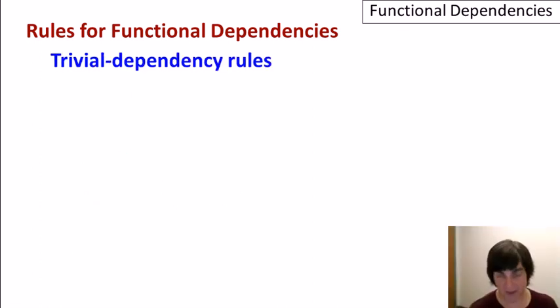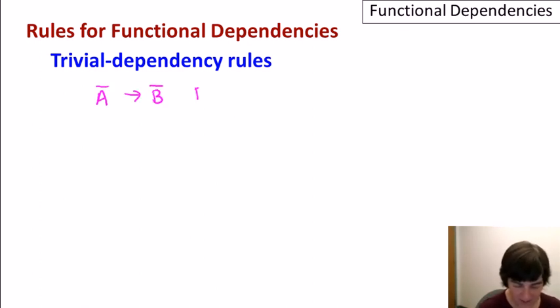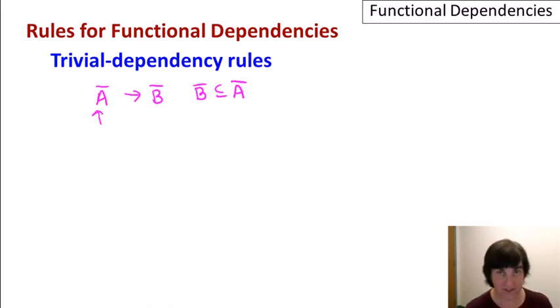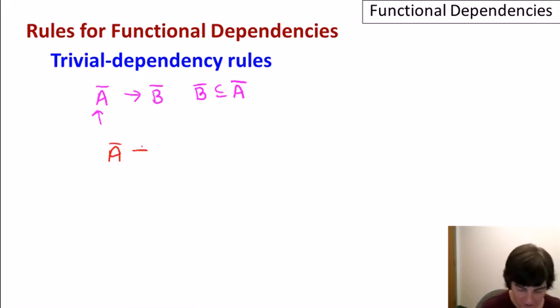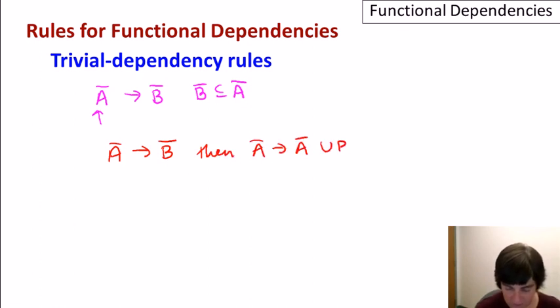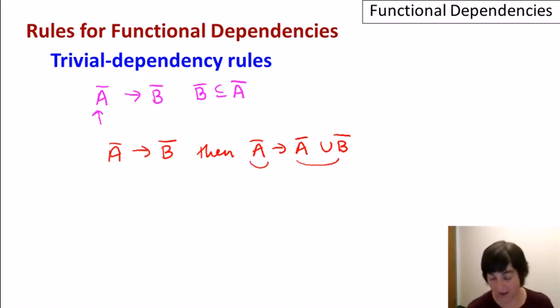Next, we have two trivial dependency rules. Let me remind you what a trivial dependency is. It's A determines B, where B is a subset of A. In other words, every left-hand side determines itself or any subset of itself. And that's what drives the two trivial dependency rules. One of them says that if we have A determines B, then we also have A determines A union B. So we can add to the right-hand side of every dependency what's already on the left-hand side.